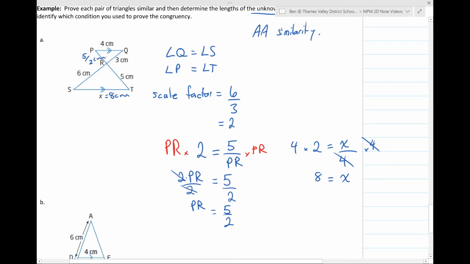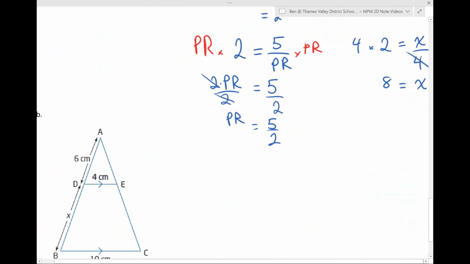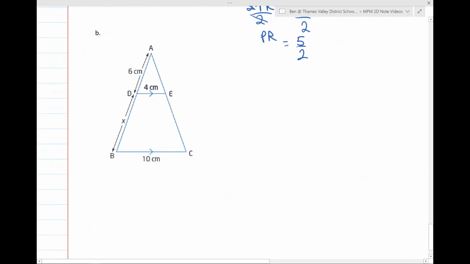That's how we can use the knowledge that our triangles are similar in order to create a scale factor and use that scale factor to find unknown side lengths. We'll go over one more example down here. Example B. In this case, we need to look for the similar triangles.